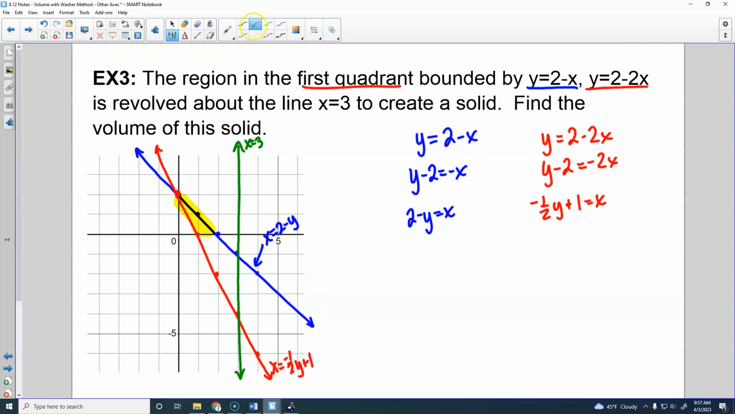All right, so this time we're thinking outside radius is going to be from the green line to the red line. That is our capital R of x. So capital R of x, you can think right minus left here. So right side of this, is that right? Yeah. It's 3, and the left is the red line, which is negative 1/2 y plus 1.